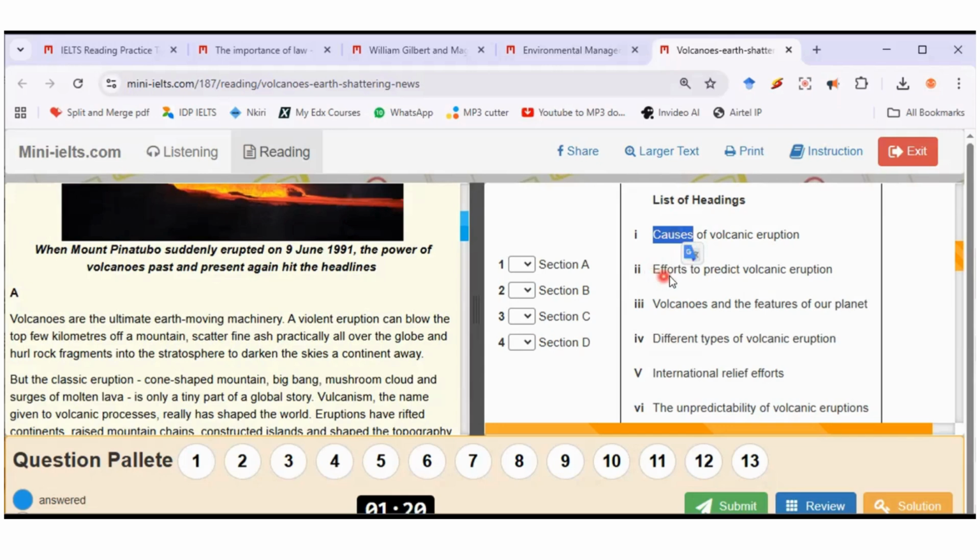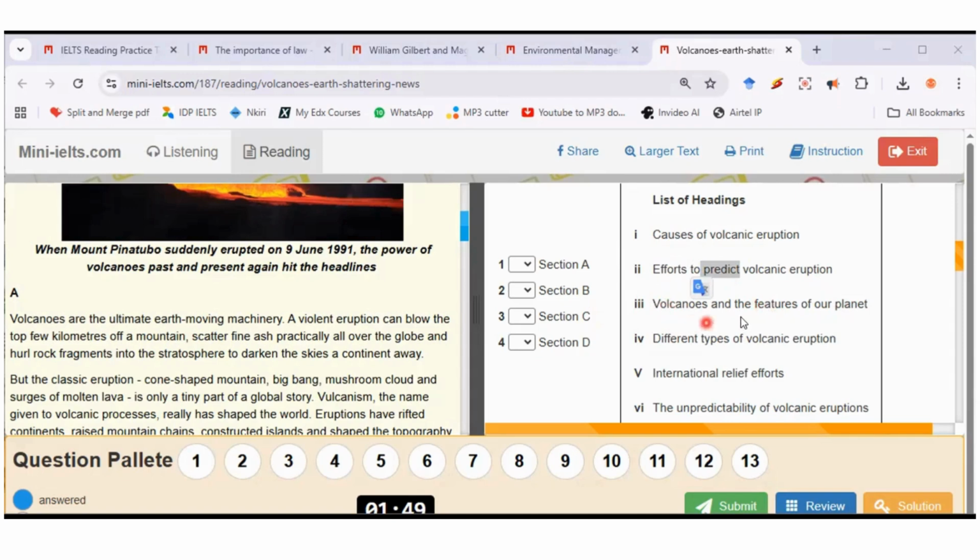Number 2 says efforts to predict. Predict what? Volcanic eruption. So this one is about what? Efforts, and then it's about predicting. Okay, I hope you guys are following me. What is the meaning of predict? Predict means that you want to try and tell what will happen in the future. That future could be tomorrow. That future could be next week. Efforts to predict.